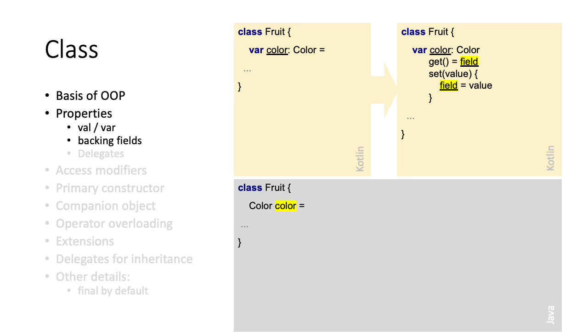In Kotlin, properties have hidden backing fields. The field itself can be accessed only by its getters and setters. There is no other access to the backing field. In Java, the variable color itself is the field. While in Kotlin, color is just the property.